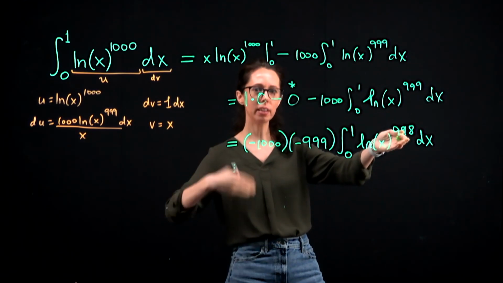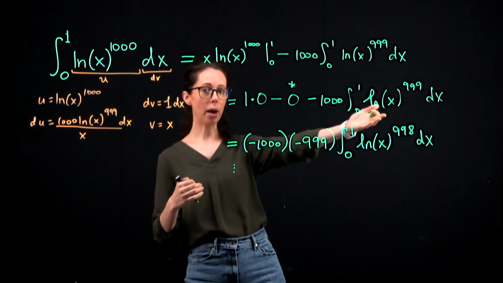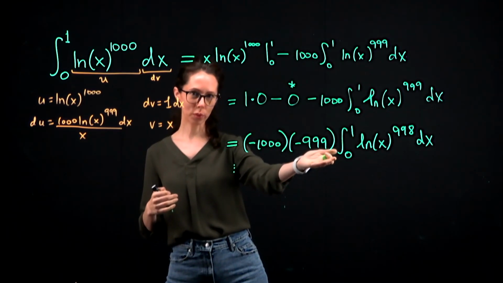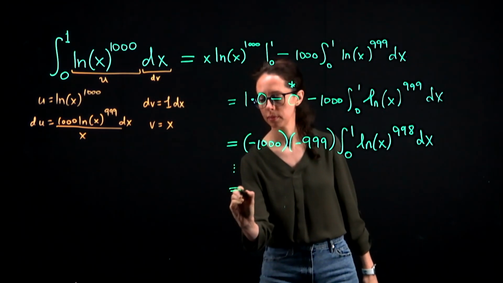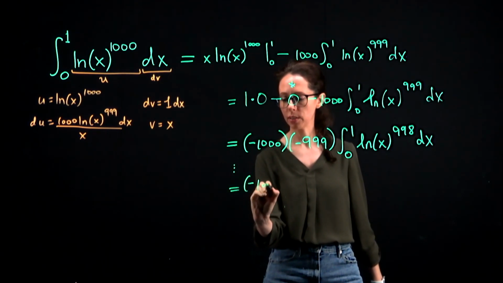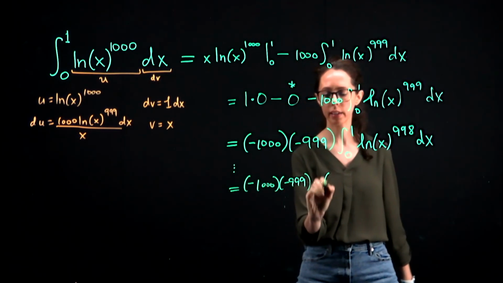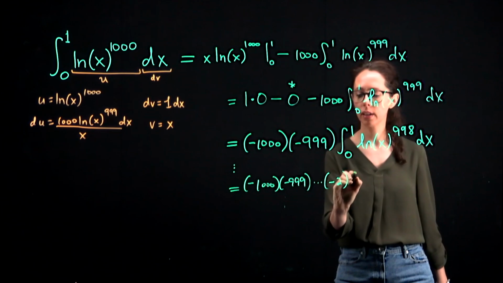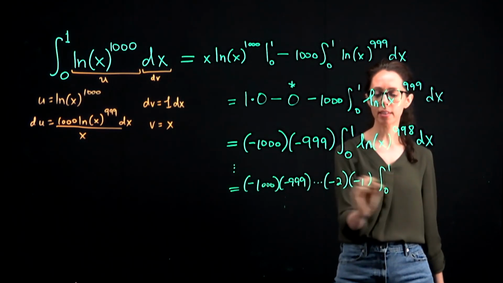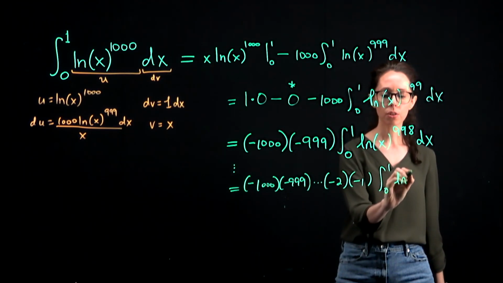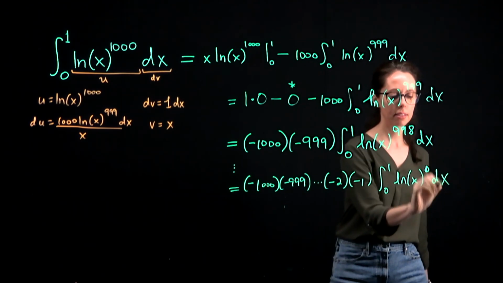so what if I wanted to keep peeling off these exponents until we were raising natural log of x to the 0th power? That would mean that the most recent coefficient that I would write out front here would be negative 1. So we would have like negative 1,000 times negative 999. We keep going till we get to negative 2, negative 1, which means I must now be looking at the definite integral from 0 to 1 of natural log of x to the 0th dx.